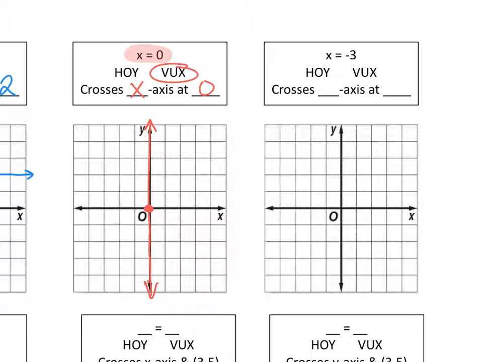Now, since that middle letter of Vux is U, what's the slope here? Undefined. Yeah, the middle letter of Vux is U, so that means Vux lines have undefined slopes.